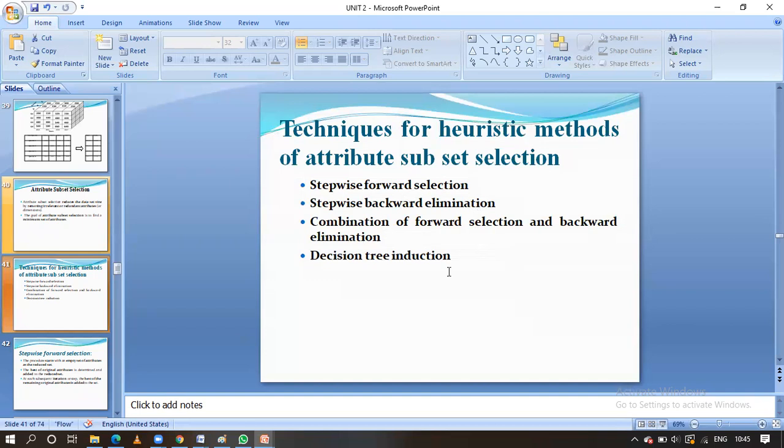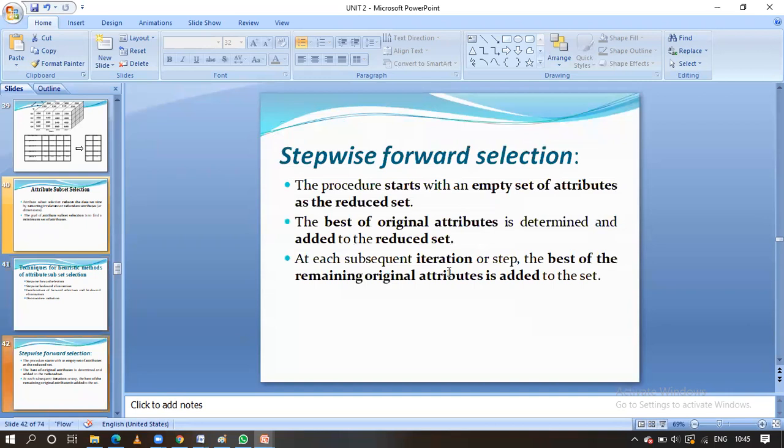Let us see stepwise forward, how we are going to reduce the number of attributes. In stepwise forward, look, we are going to start with the empty subset, guys. In that we are going to add the different attributes. How we add an attribute: we identify the best of the original attributes. From the starting attribute to the ending attribute, each and every attribute we check to see which one is the best, and we add that one to the empty set.